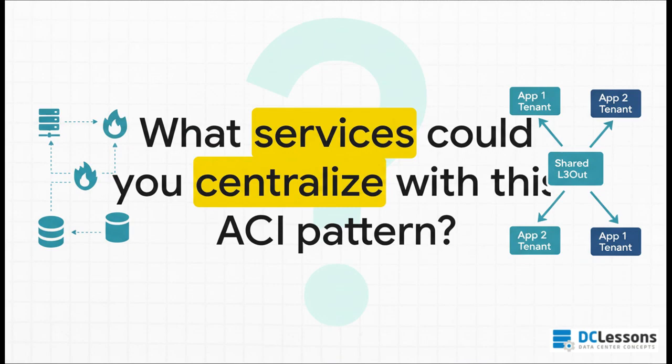The real power of this feature, of course, is what you can do with it. So I'll just leave you with this question to chew on. When you look at your own network, what services are you deploying again and again for different apps or tenants? Could you use this shared L3Out pattern to centralize them, make your life easier, and build a much more efficient and scalable fabric? Something to think about.